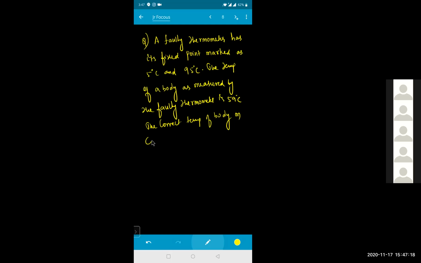The correct temperature of the body on the Celsius scale is? Tell me quickly. First option is 40 degrees centigrade. Second option is 60 degrees centigrade. Third option is 20 degrees centigrade. And fourth option is 30 degrees centigrade. Let's do it quickly.